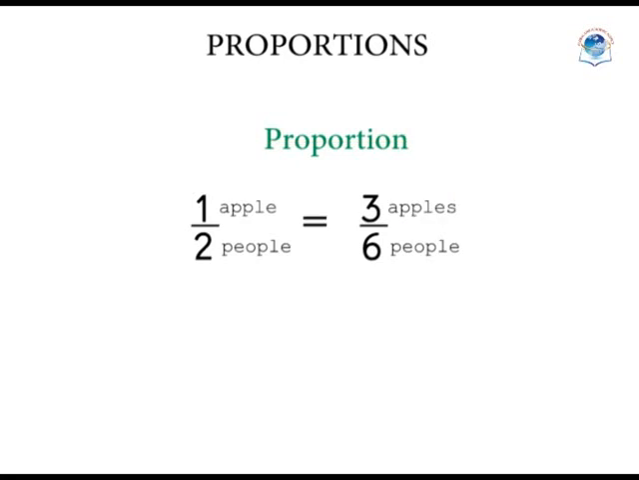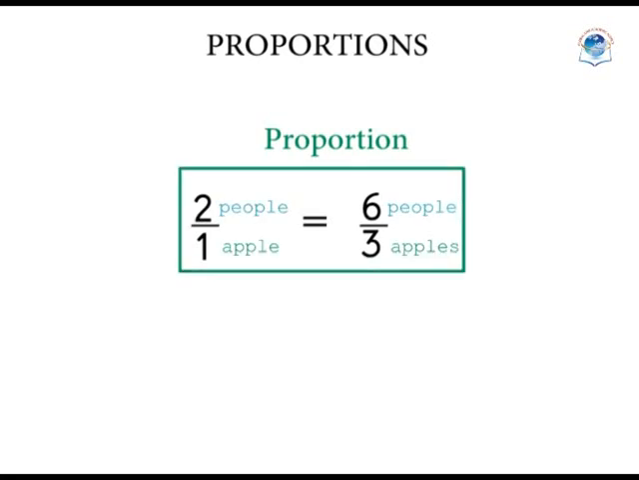Or what if we keep the same units but switch them in the second ratio so that people are at the top and apples at the bottom? Are they still equivalent? No, this is not a proportion either. 6 people per 3 apples is not equivalent to 1 apple per 2 people. But if we switch both sides of the equal sign, this is still a proportion. And so the units must be the same for both ratios in order to form a proportion.